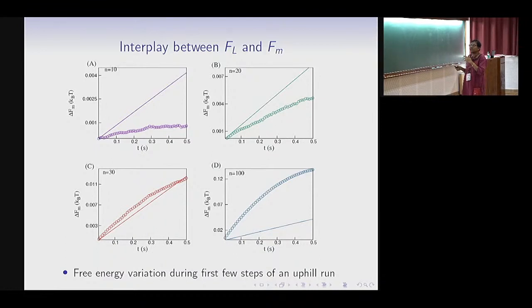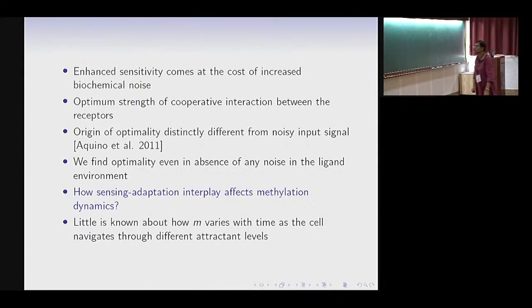It starts catching up as you increase the cluster size, and finally for large clusters, it's really much larger. So in this limit, the cell hardly cares about what is happening to FL. It is completely dominated by the adaptation module, and its performance goes down. So what we have seen, enhanced sensitivity, which is a result of clustering, comes at the cost of increased biochemical noise. And this gives rise to an optimality, an optimal strength of cooperative interaction.